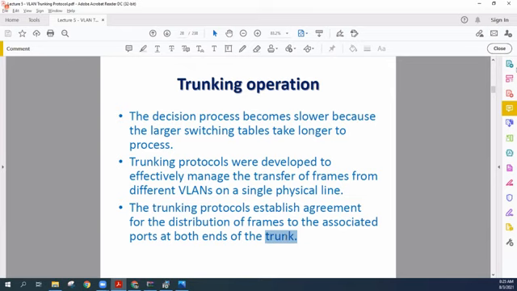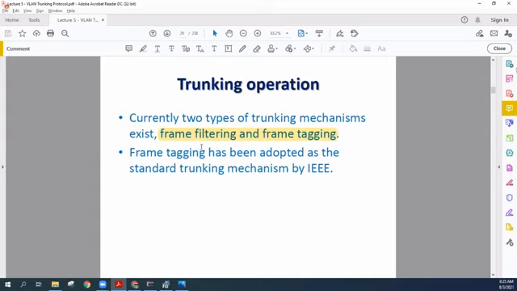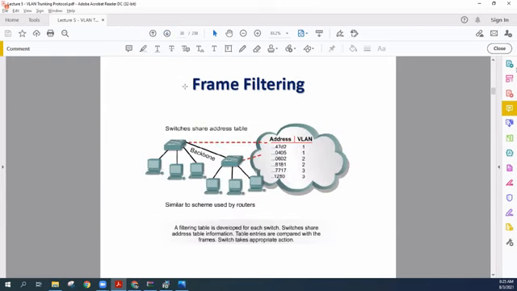That means at one end we are doing tagging or whatever the framing, then the other end should have an understanding of the agreement. So then only can it extract the information. Right? So frame tagging has been adopted as the standard trunking mechanism by the IEEE. So frame tagging is the common one. Frame filtering is also there. Let's move forward with that understanding.